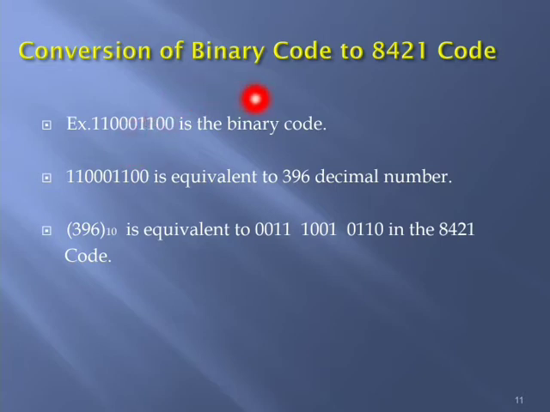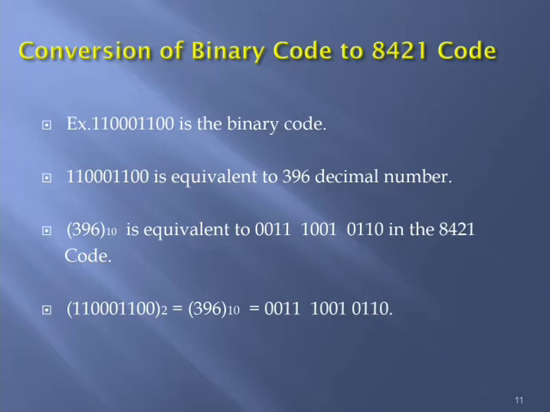So for conversion of binary code to 8421 code, first you need to convert this binary code to its equivalent decimal number. After converting it into a decimal number, replacing each decimal digit with its equivalent 4-bit binary equivalent, you will get the corresponding 8421 or BCD code. So this is the procedure adopted for converting a binary code into 8421 code. So this is the overall result.